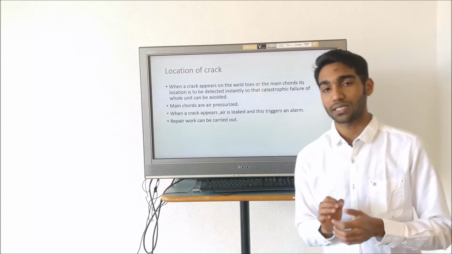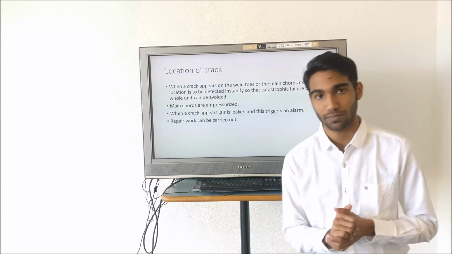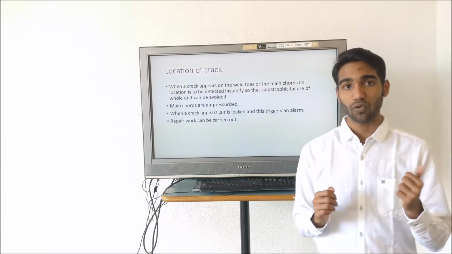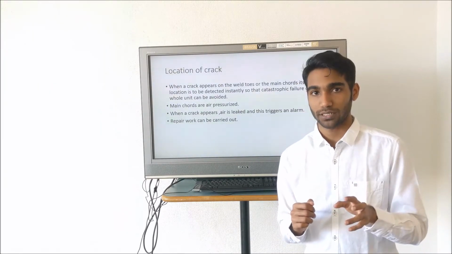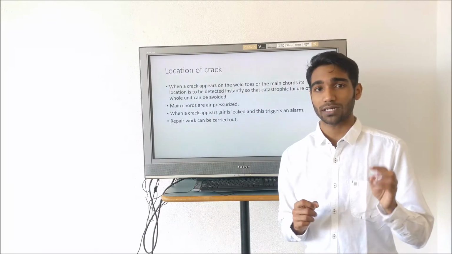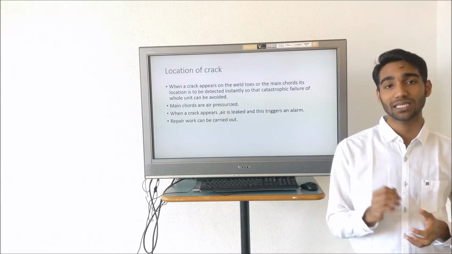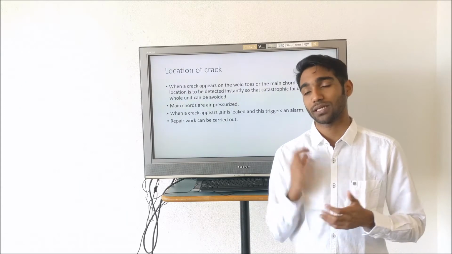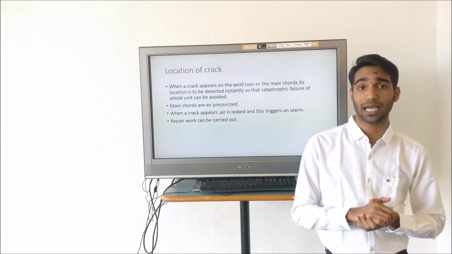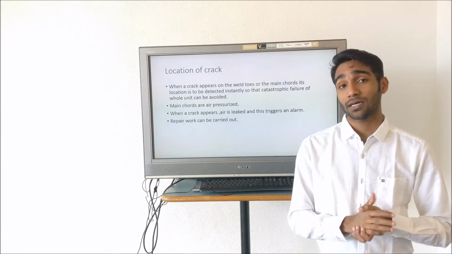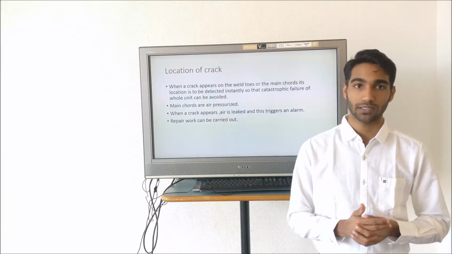Now, before coming up with a new design, it's essential for us to locate the exact position of crack initiation. For this purpose, like I said before, in a dragline boom there are three main chords, and all these three main chords are air pressurized. So when a crack initiation takes place or a crack tends to move, the air tends to leak, and this eventually triggers an alarm. So the exact location of the crack can be easily found, and the necessary repair activities can be carried out so that catastrophic failure or premature failure of the dragline boom can be easily avoided.